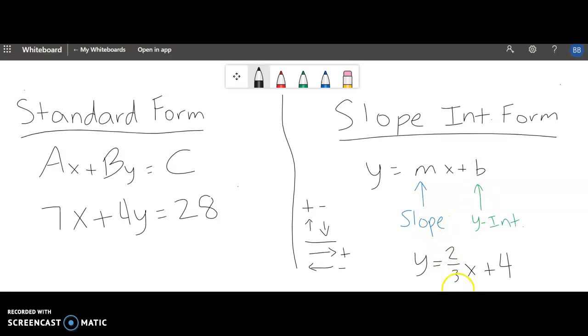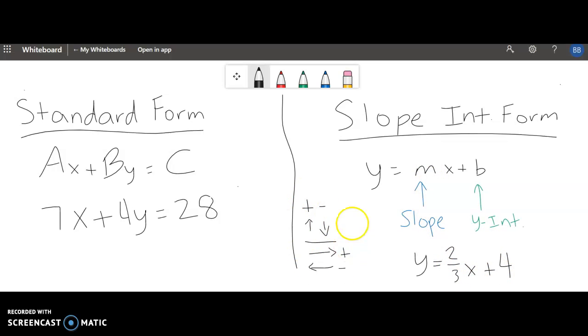So your slope's this coefficient. It's whatever's right in front of x. So you have 2/3 x, that means that 2/3 is your slope, and the other part here is your y-intercept, so your y-intercept is 4. So you can automatically just look at it and see, okay, the slope is this and the y-intercept is this.